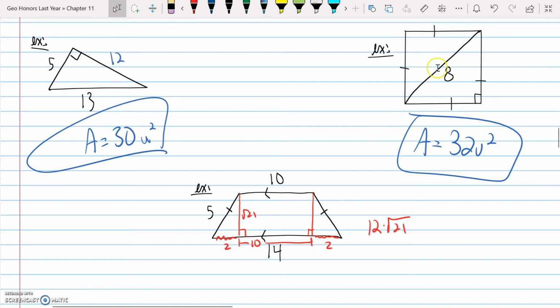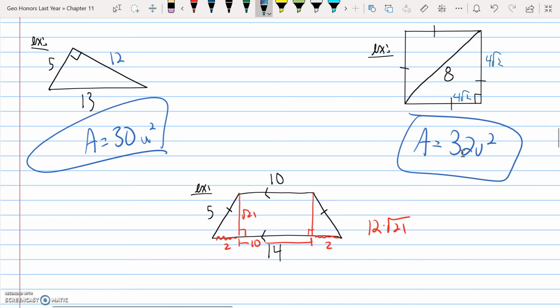The next one is a square. If you use Pythagorean theorem or special right triangles, you would get that each of these sides is equal to 4 square root of 2. And then if you took sides squared, that would give you the area.